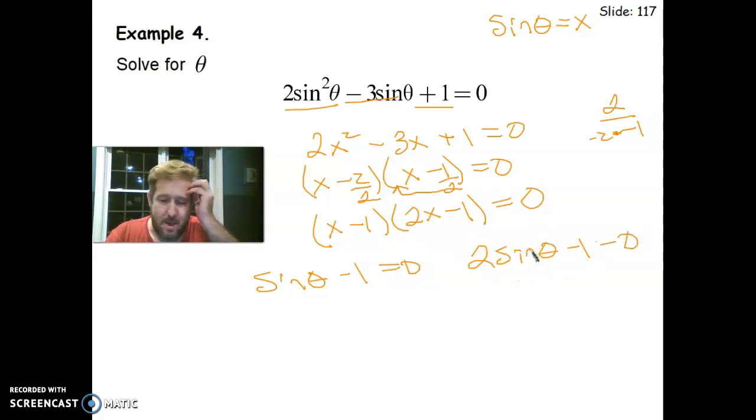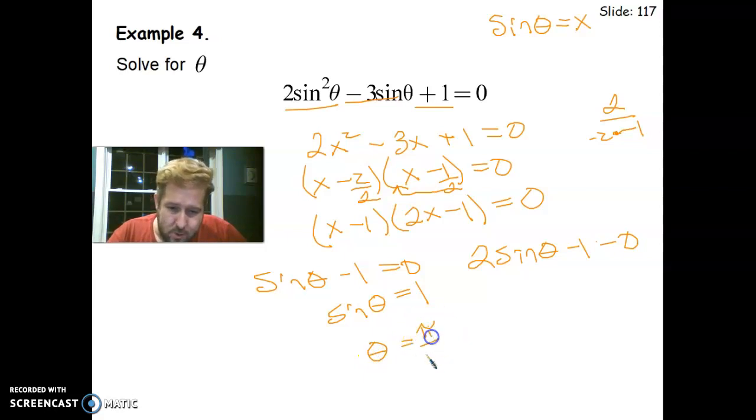All right, now it's just a matter of solving for each one separately. So add 1 to both sides, and I would say sine of theta equals 1, and the only place that has a height of 1 would be 90 degrees, which would be pi over 2. So there's only one solution for this, because that's literally the only place on a unit circle, straight up, that's going to have a height of 1.